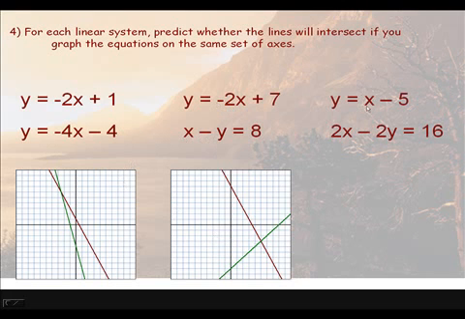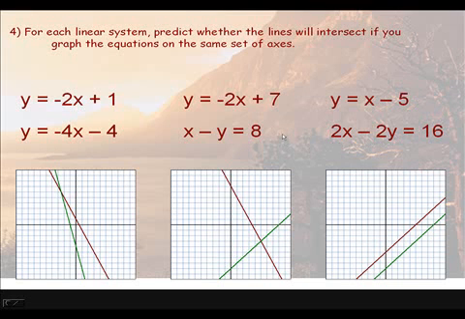Here I have a slope of 1. Here I have a slope of 1. So they will not intersect. They will actually be parallel.